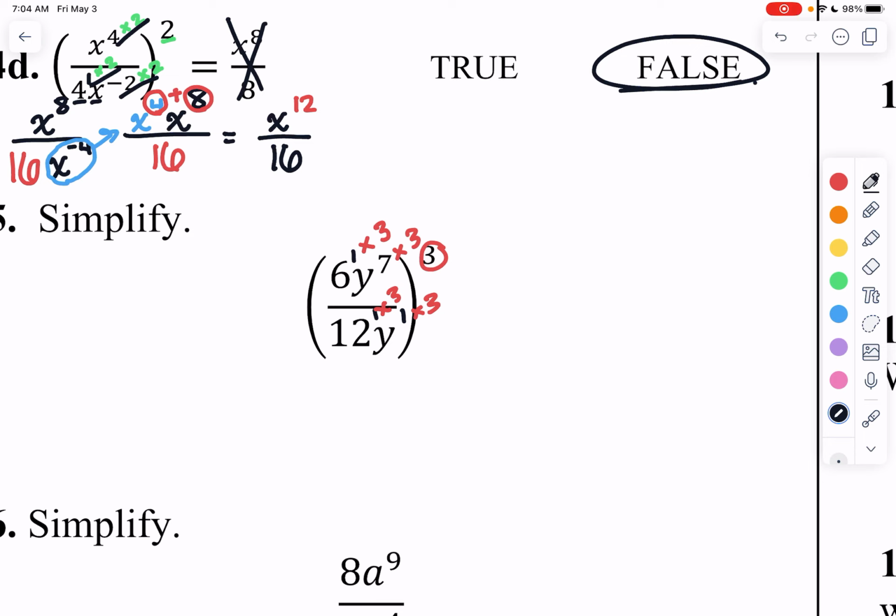All right, on the top, drop my base, which is 6, to the power of 1 times 3 is 3. Drop my y to the power of 7 times 3 is 21. Drop my 12 to the power of 1 times 3 is 3. And then drop my y to the power of 1 times 3 is 3.